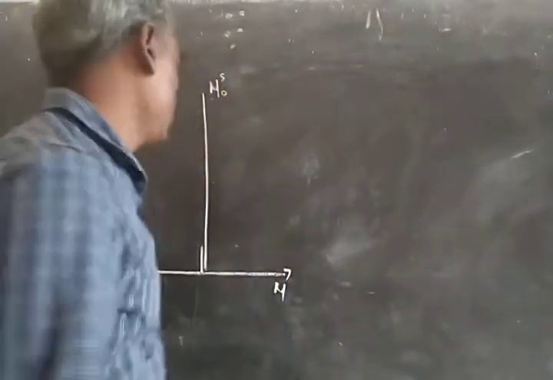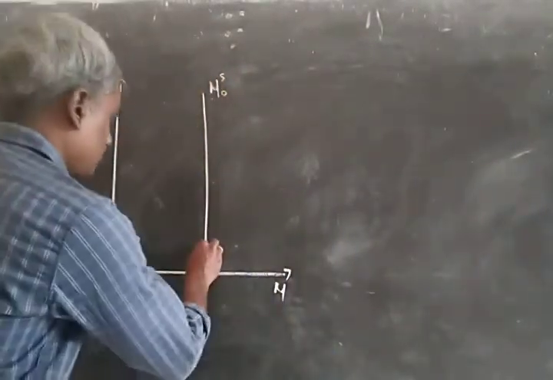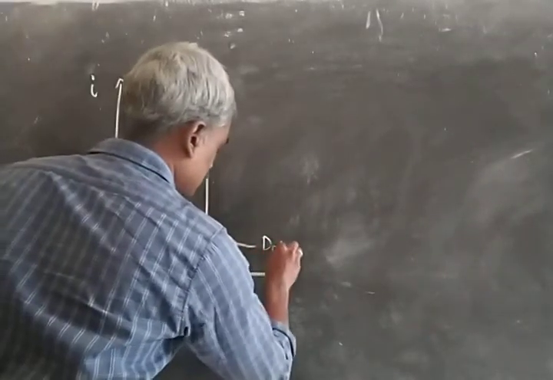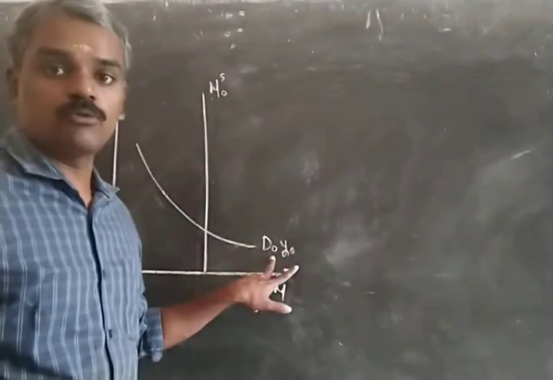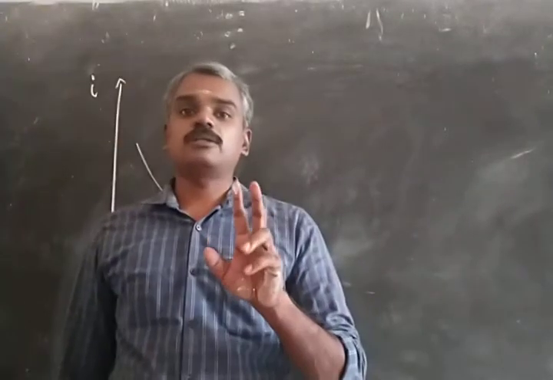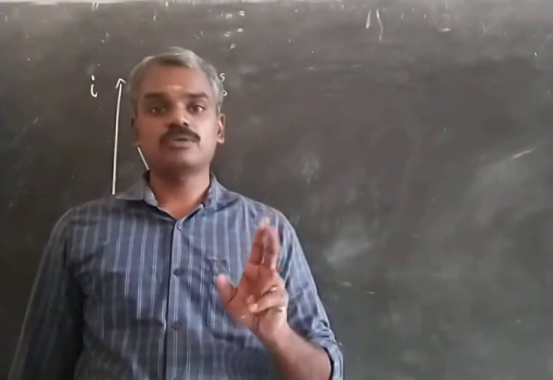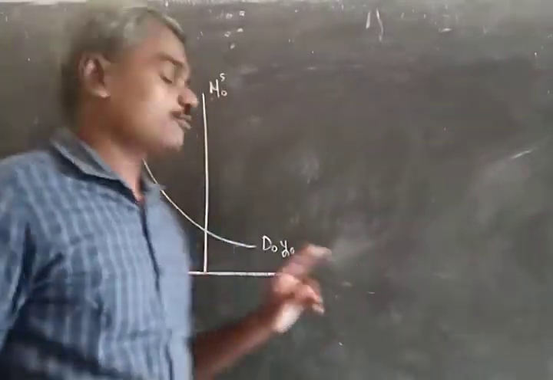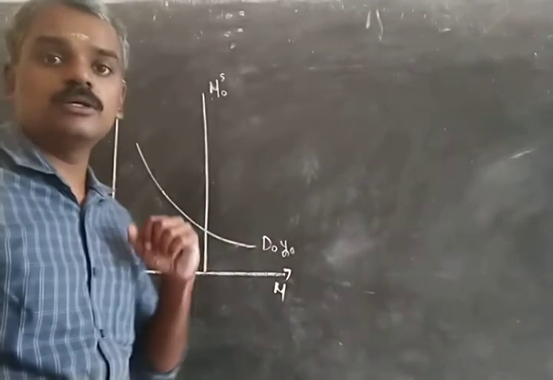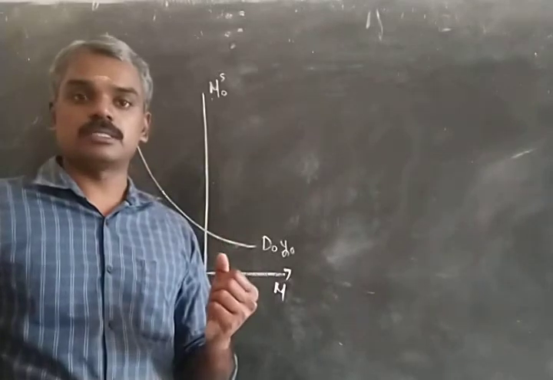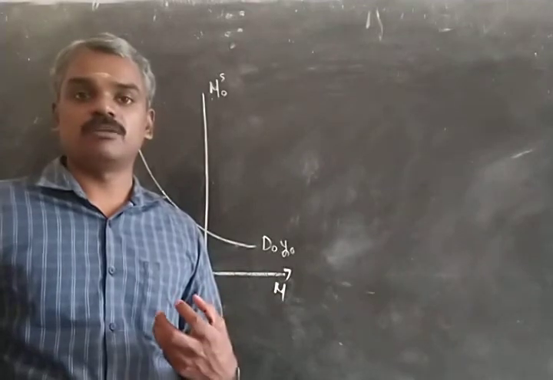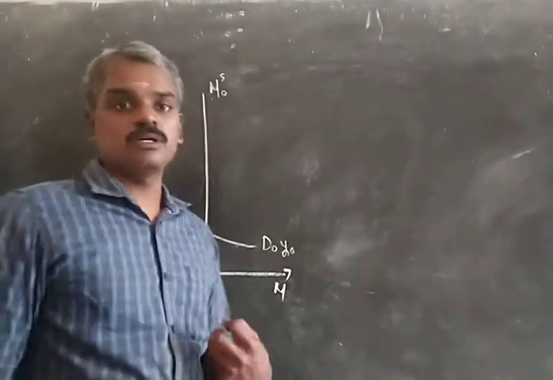Now we have different demand for money at different income levels. This is a certain demand for money at the income level of Y0. We know that the two factors that determine demand for money are the rate of interest and the level of income, and the level of income is a shift factor. When the level of income increases, demand for money increases and shifts upwards. When the level of income falls, the demand for money falls and shifts downwards.